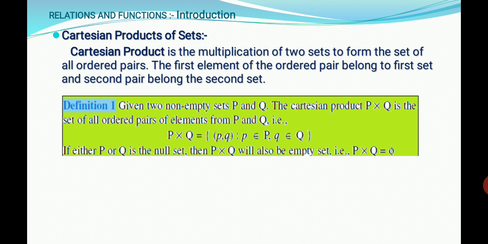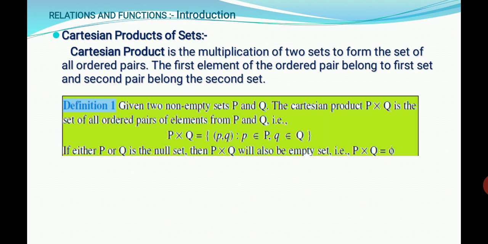That definition is given in the NCERT book: given two non-empty sets P and Q, the Cartesian product P cross Q is the set of all ordered pairs of elements from P and Q, that is P cross Q equals the set of (p, q) such that p is in capital P, q is in capital Q. That means we take some element small p in capital P, small q in capital Q, then the Cartesian product of two sets P cross Q is equal to the set of ordered pairs (p, q).